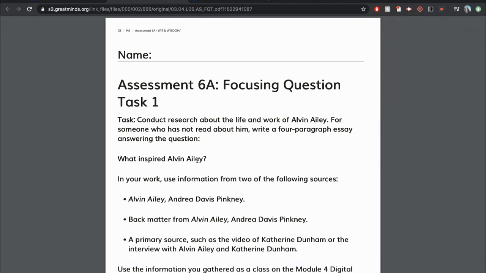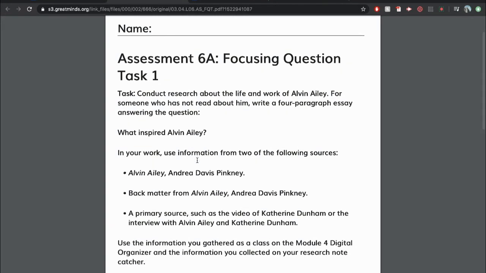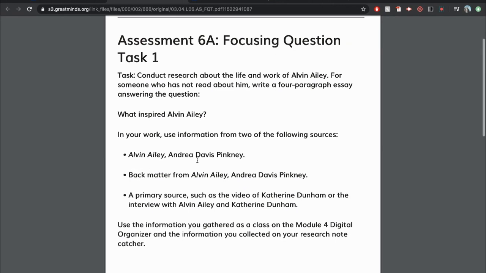Okay, so our essential idea is that Alvin Ailey's dance and his choreography was inspired, right, by different possibly people or things or himself throughout his lifetime. And so I want you to be thinking about the 2 supporting points in your thesis statement. So you're going to have to think of at least 2 sources of inspiration for Alvin Ailey. So in your work, use information from 2 of the following sources. So the first one is our text that we've read, Alvin Ailey by Andrea Davis Pinkney.